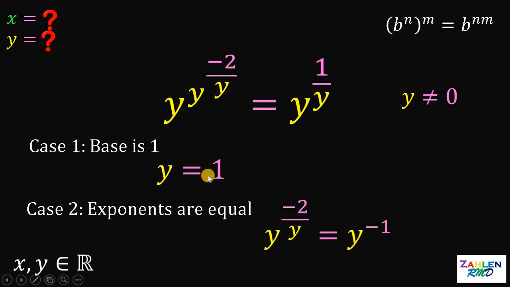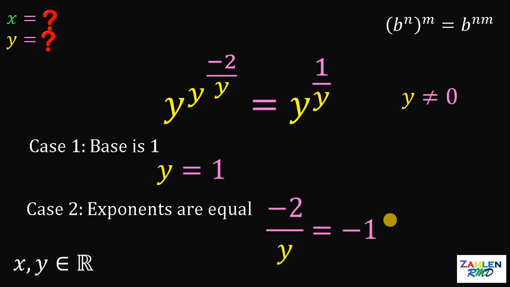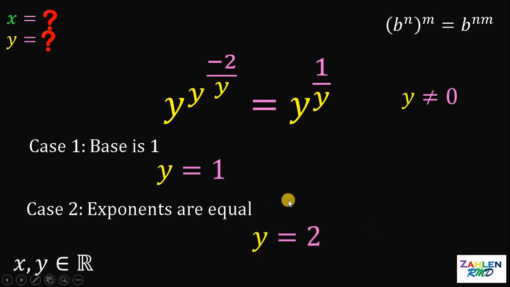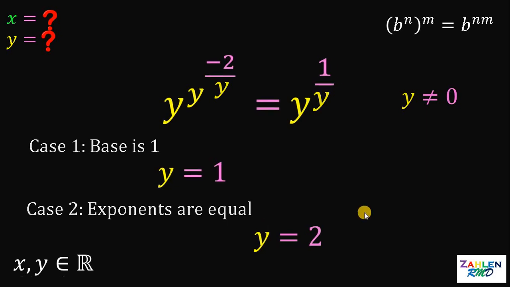And we already have that case: y must be equal to 1, or the base must be equal to 1. So let's proceed to the second case, which is that the exponents must be equal. In this case, negative 2 over y must be equal to negative 1. Now, if we solve for the value of y, we can say that y must be equal to 2. Therefore, we now have the value of y as 1 or positive 2.